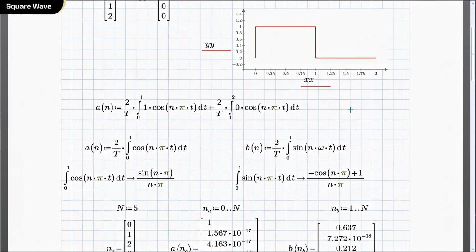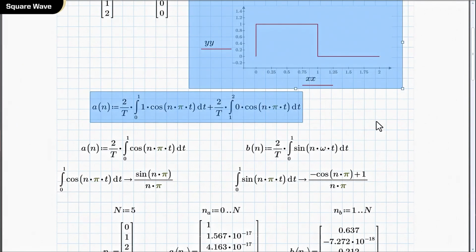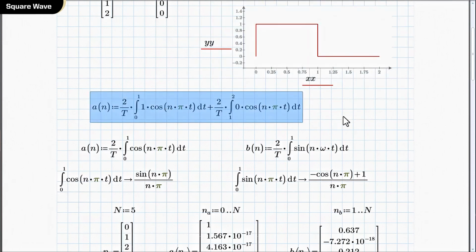Now, if you remember, I'm going to blow this up a little bit here. There we go, so you can see it in case you're watching on your phone. There's the expression for a sub n. And you can see I've got it written out in two segments because there's basically two parts to this wave. There's the part where it's 1 and the part where it's 0. And it's discontinuous right there, so I have to break this up into two integrals.